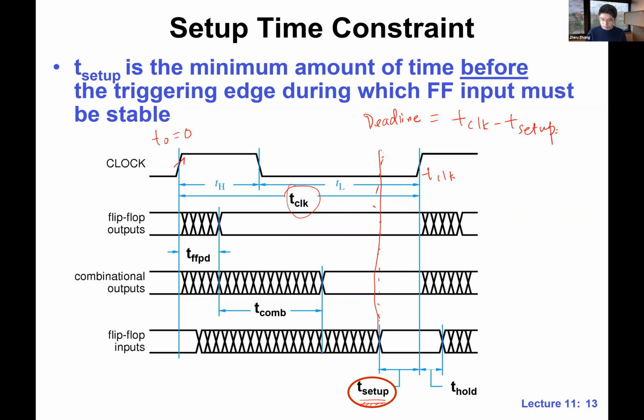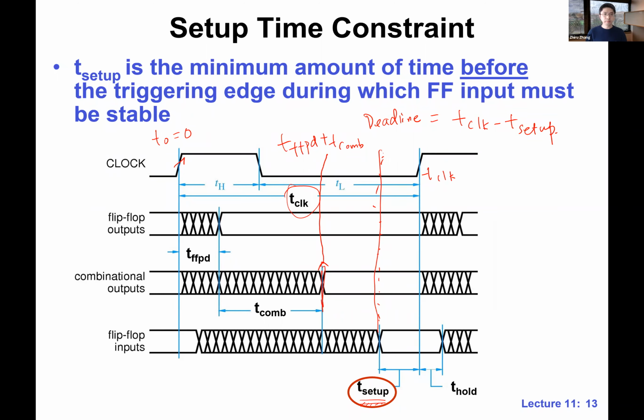So when is D available? Very good, it's available over here. This point is basically TFFPD and TCOM, so this is TFFPD plus TCOM. Is it clear?